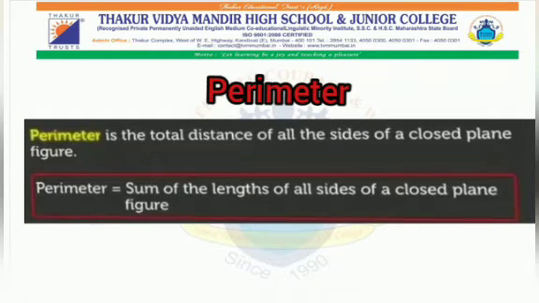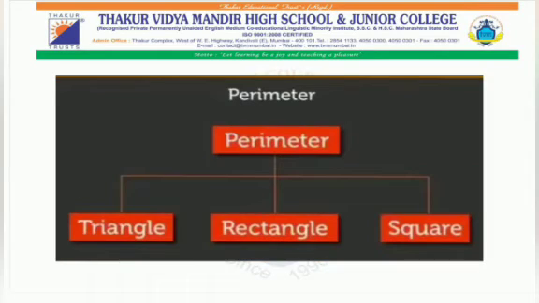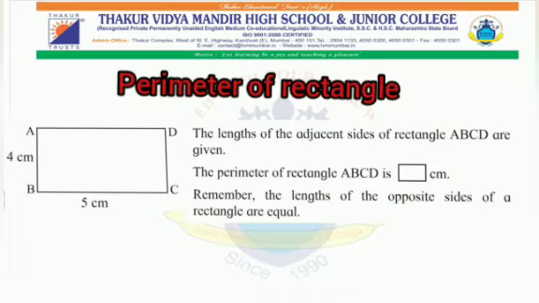In this chapter, we are going to understand the perimeter of a triangle, rectangle, and square. As we all know, we can find the perimeter of any of these figures by just adding the sides of the given figure. Let us understand the perimeter of a rectangle.